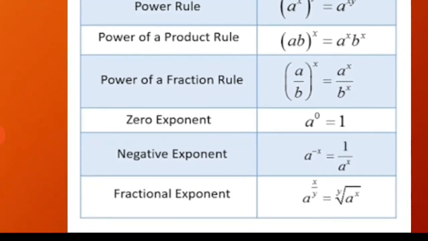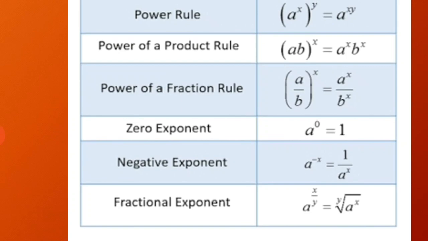Next we have the zero exponent or the zero power law. A raised to power 0 is equal to 1. Forever remember, a raised to power 0 is equal to 1. Negative exponent: if there is a raised to power something which is a negative exponent, the negative exponent means it will become the reciprocal. So a raised to power minus x will become 1 by a raised to power x.